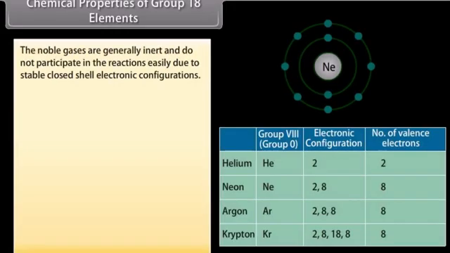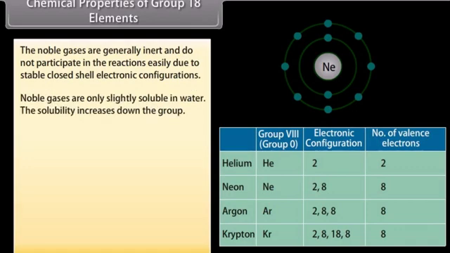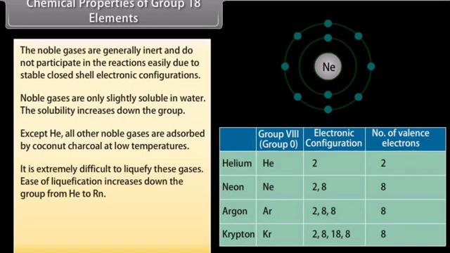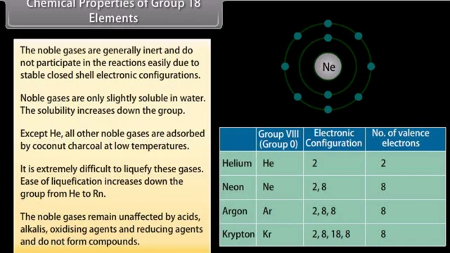Chemical properties of group 18 elements. The noble gases are generally inert and do not participate in reactions easily due to stable closed-shell electronic configurations. Noble gases are only slightly soluble in water. The solubility increases down the group. Except helium, all other noble gases are absorbed by coconut charcoal at low temperatures. It is extremely difficult to liquefy these gases. Ease of liquefaction increases down the group from helium to radon. The noble gases remain unaffected by acids, alkalis, oxidizing agents and reducing agents and do not form compounds.